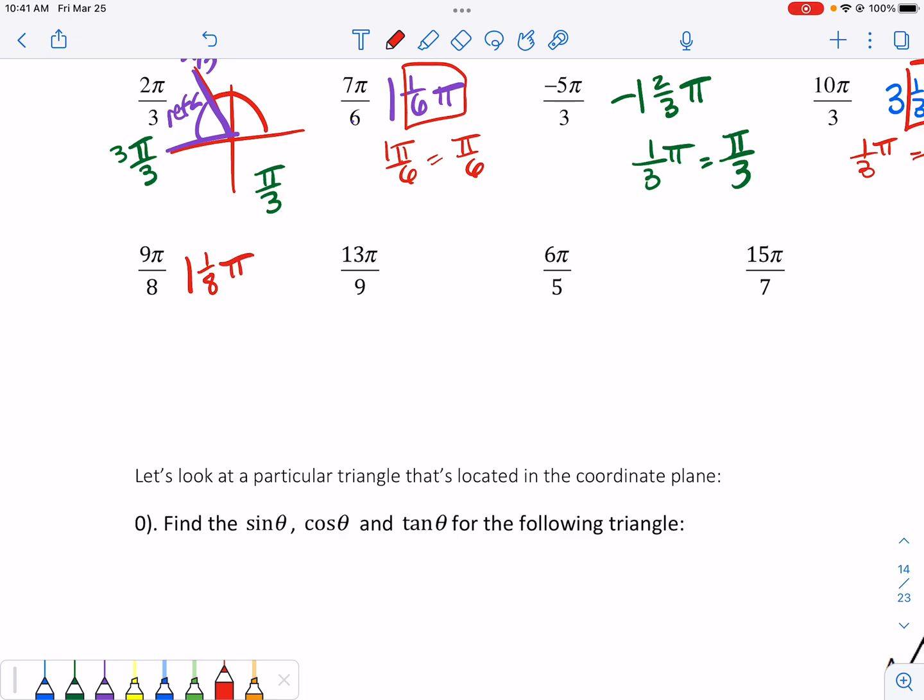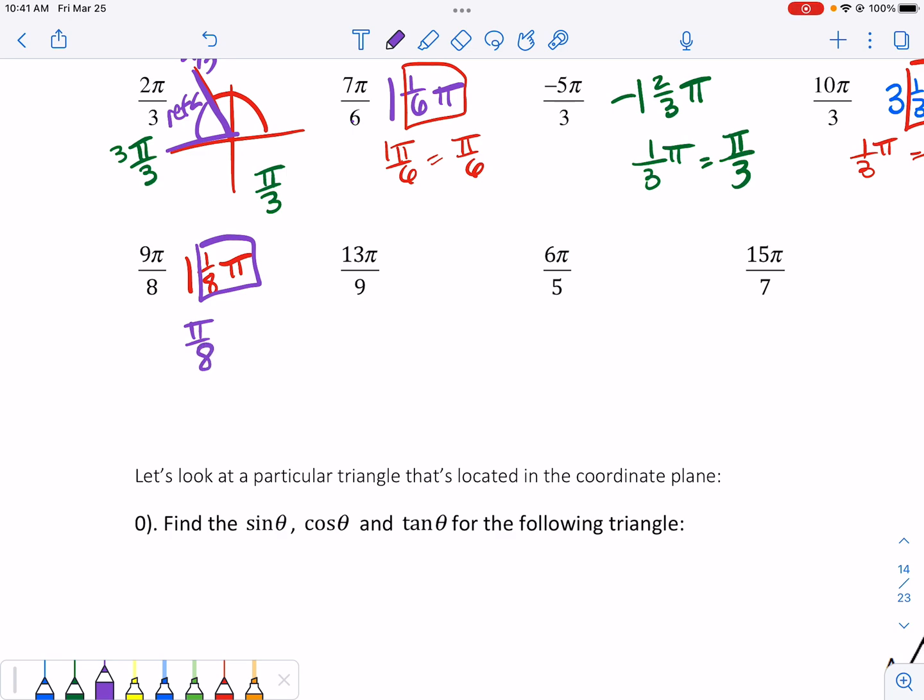Well, was that closer to 1 or closer to 2? Well, half of 8 is 4. So 1 is less than that. So that means it's closer to 1. Well, how far past 1 did we go? Well, we went 1/8 pi past it. So our reference angle is just pi eighths.